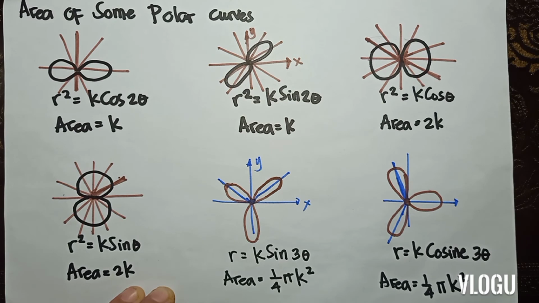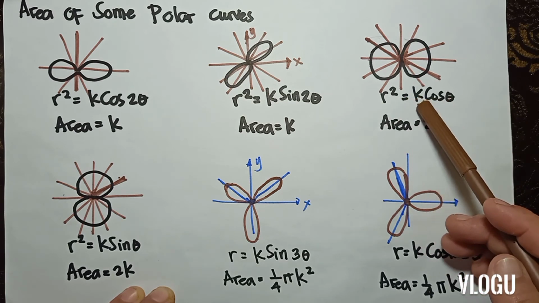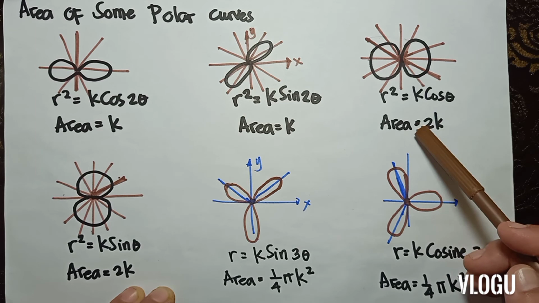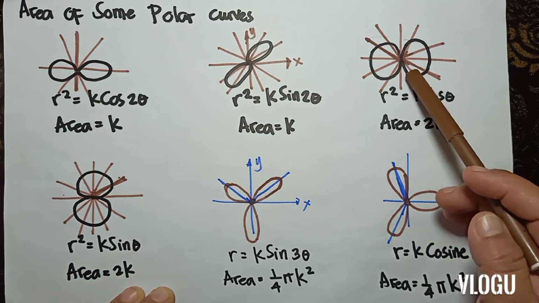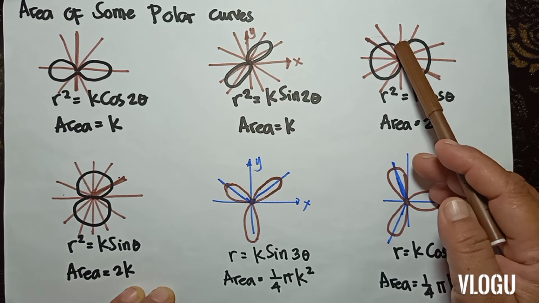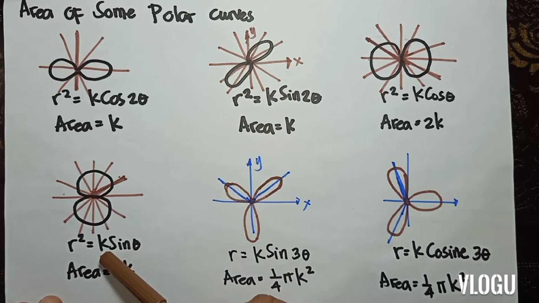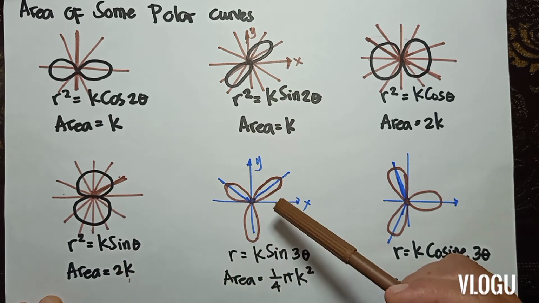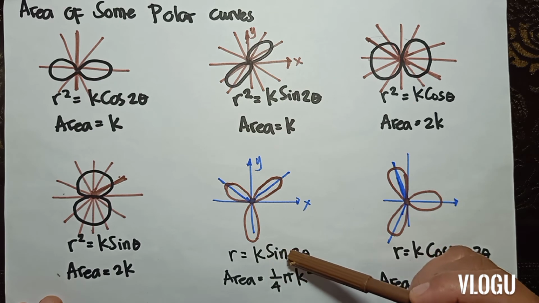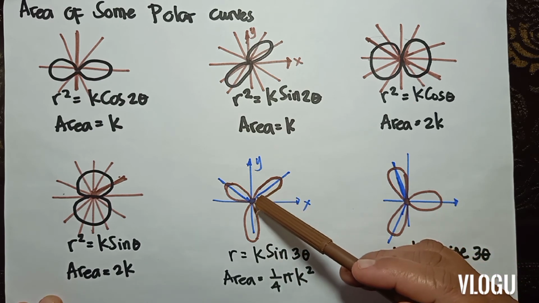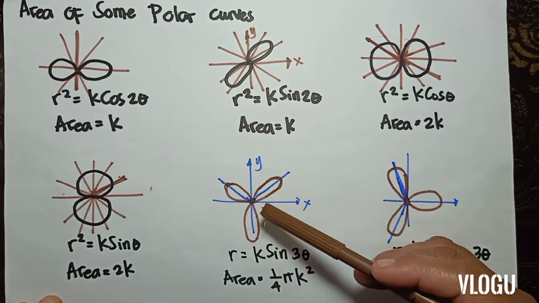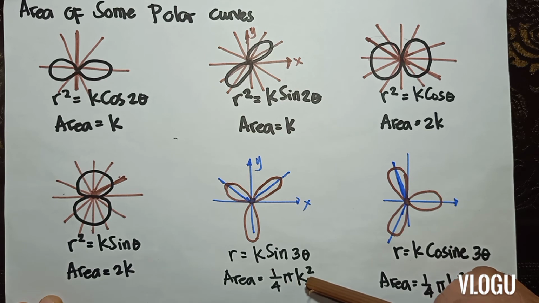And then if the given is r squared is equal to k cosine theta, the area is equal to 2k, and the curve here is like this one. If the given is r squared is equal to k sine theta, the graph is like this one. So the area is equal to 2k. If the given is r is equal to k sine 3 theta, you will have a graph like this one. The curve is like this one. So the area is equal to 1/4 pi k square.